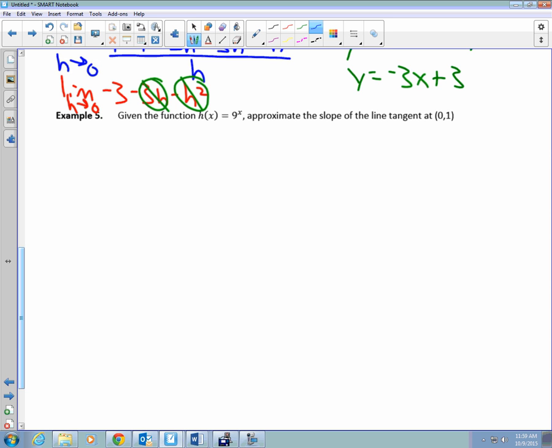So last example, given the function h of x is equal to 9 to the x, approximate the slope of the line tangent at (0, 1). So I don't need to write the equation. I just need to approximate the slope. Well, I know that slope is going to be h prime of, what's the point that I'm finding the slope at?